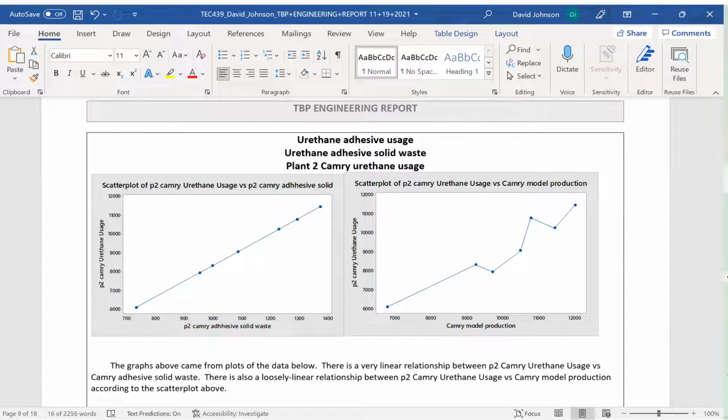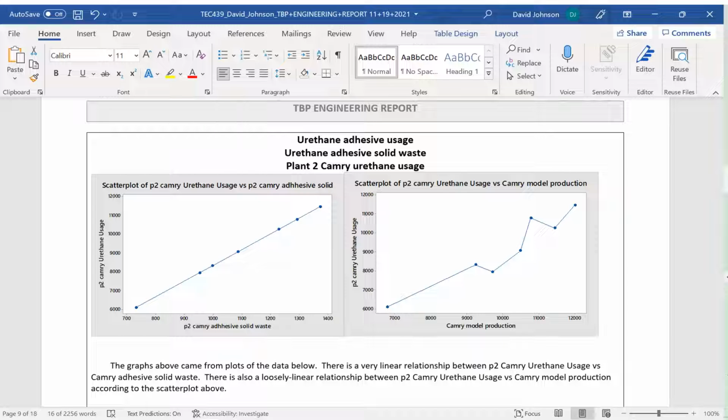All right, what we also want to do is we want to take a look at a set of graphs. All right, the urethane adhesive usage versus urethane adhesive solid waste with regard to plant 2, since this is where the problem seems to be happening. The graphs above come from the plots of the data that we had seen. There is a very likely relationship between plant 2 urethane usage, Camry usage in particular, and the adhesive solid waste with regard to that Camry.